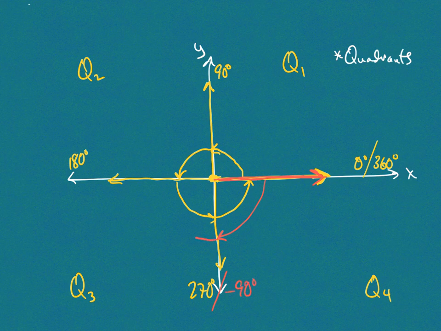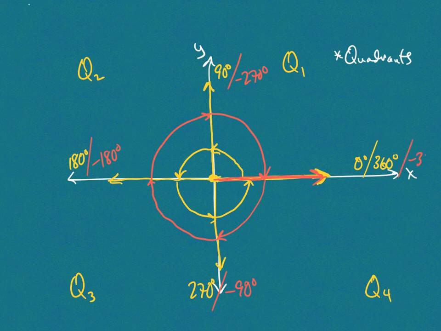How about if I kept this going around until I'm pointing straight to the left? This would be negative 180 degrees. If I kept going until I'm pointing straight up, that would be negative 270 degrees. And if I get all the way back to where I started, that would be negative 360 degrees.